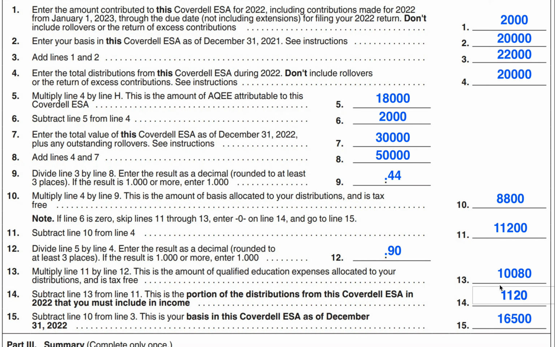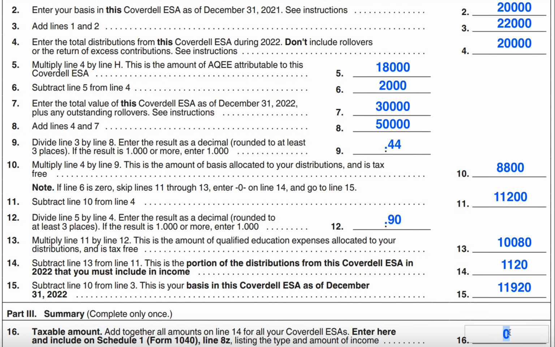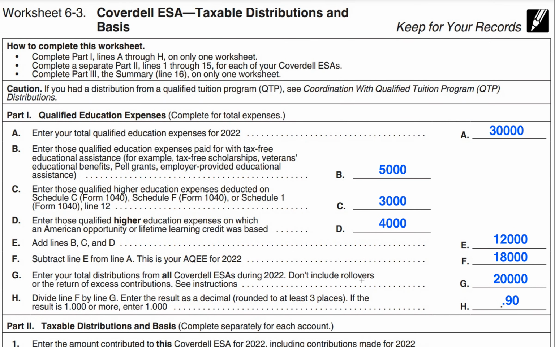So now we're going to subtract line 10 from line 3. So that is, we get $11,920. That happens to be the basis that we're going to carry over to next year. And then we would enter 1,120 here, and that would be the amount that we include on Schedule 1. So that's all we have for this worksheet.